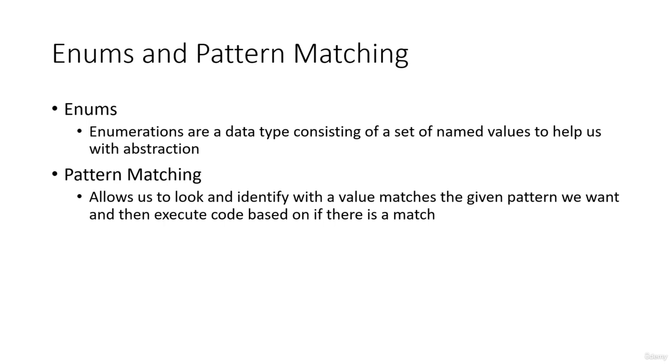Enums and pattern matching. Enums, or enumerations, are a data type consisting of a set of named values to help us with abstraction. And pattern matching is going to allow us to identify if a value matches a pattern that we have specified. And if we have a match, then we execute code based on what that match was. But if there's not a match, well, then we also know that we have code that we can execute in that situation as well.